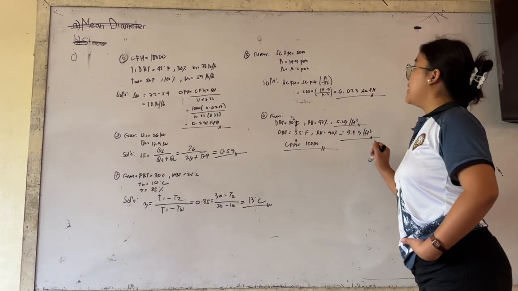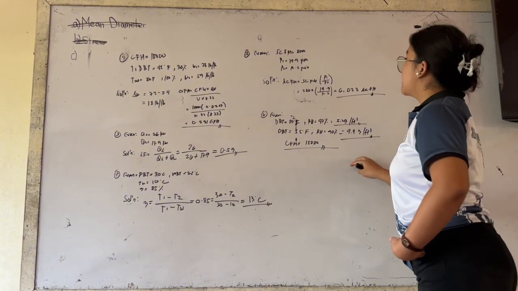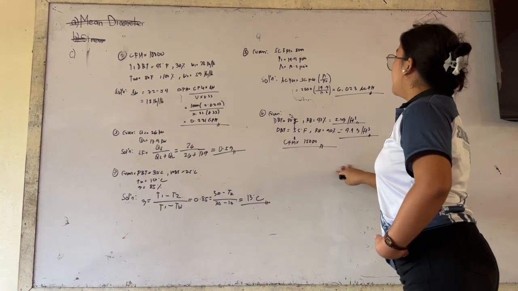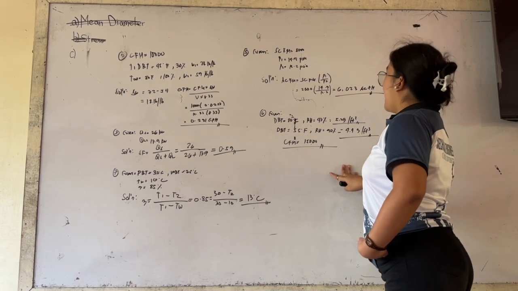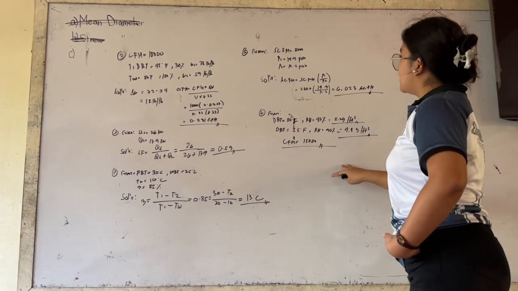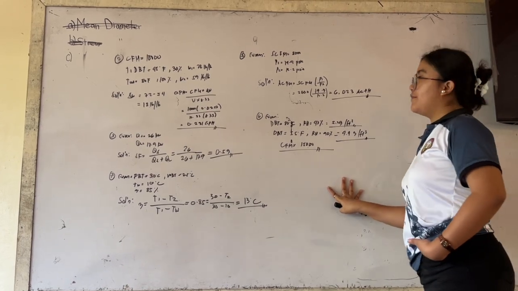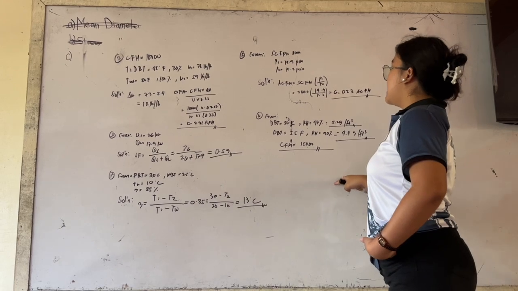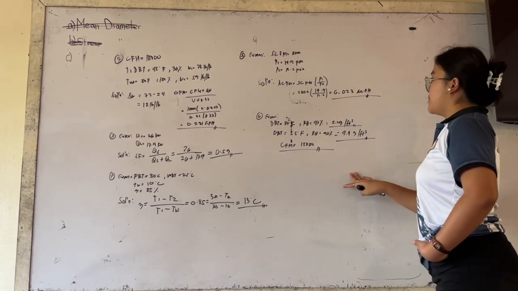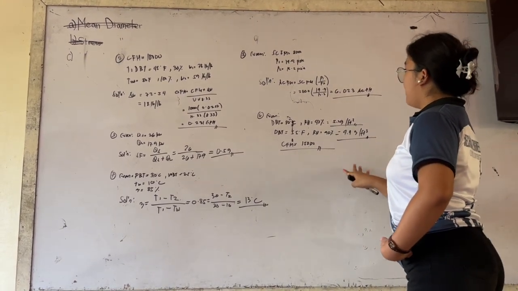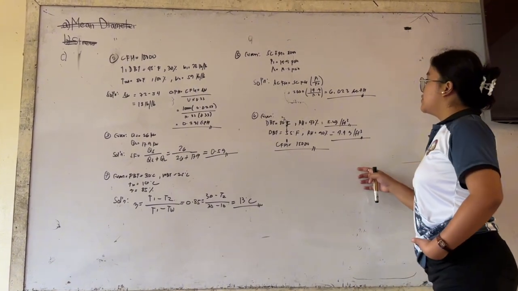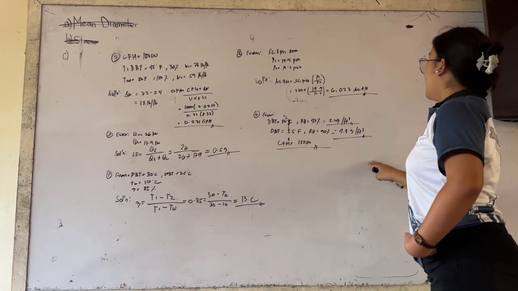Number 5, we have a given SCFM equal to 5,000, and pressure 1 is 14.9 PSI, and pressure 2 is 12.2. So we have a formula of ACFM is equal to SCFM times P1 over P2. Plugging in the given, we have 5,000 times 14.9 over 12.2, which is equal to 6,023 ACFM.